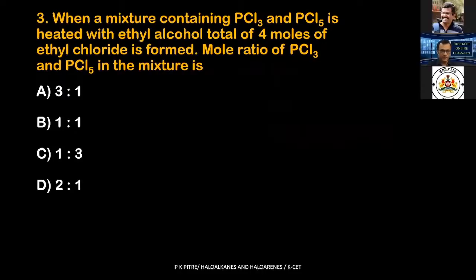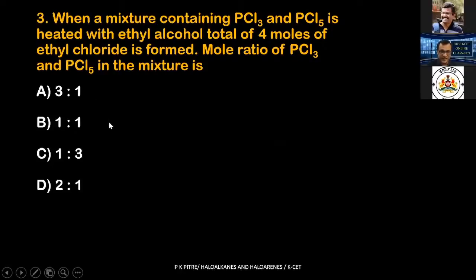What is the next problem? It says you have a mixture of PCl3 and PCl5 heated with ethyl alcohol. A total of 4 moles of ethyl chloride is formed. The mole ratio of PCl3 and PCl5 in the mixture is. Now read the question once again. They have asked you the ratio between PCl3 and PCl5. If you have imagined directly that it is 3:1, then obviously you are going to go wrong.